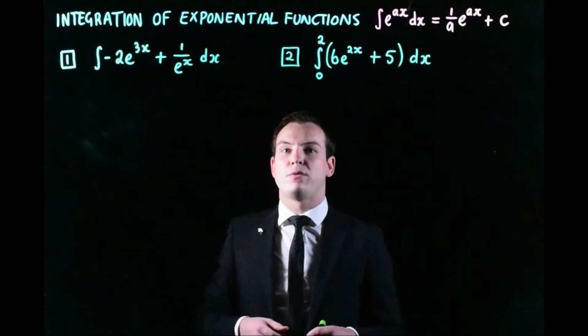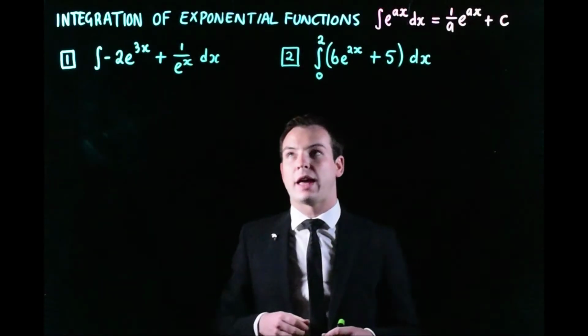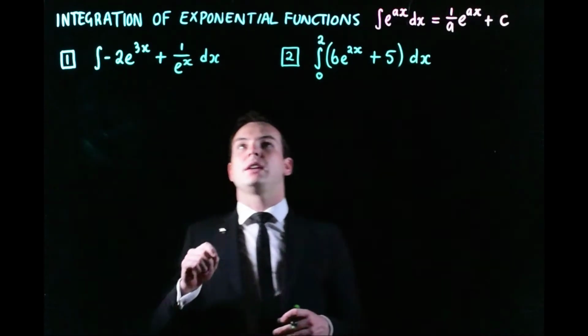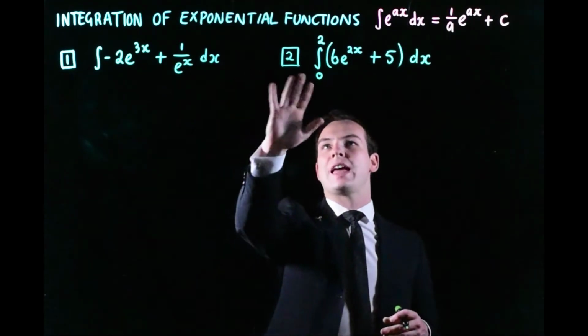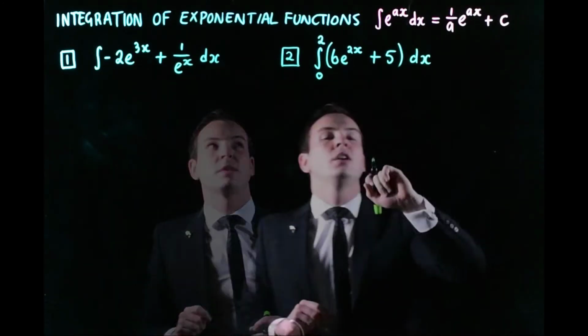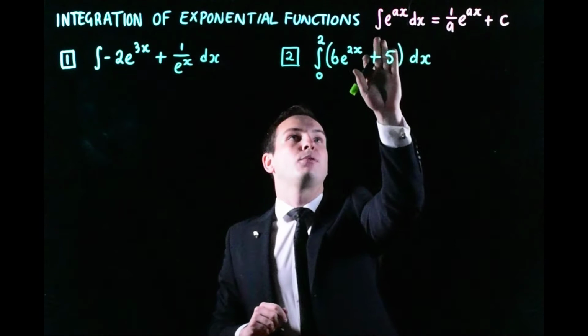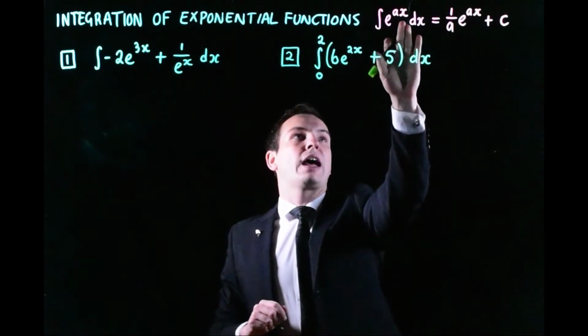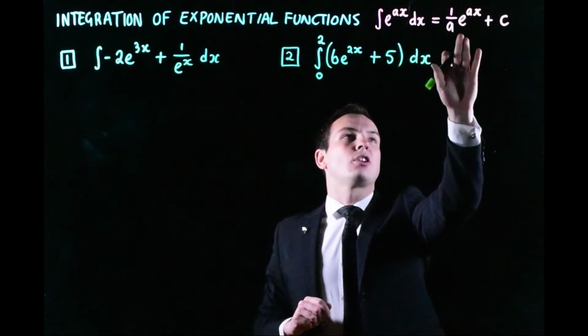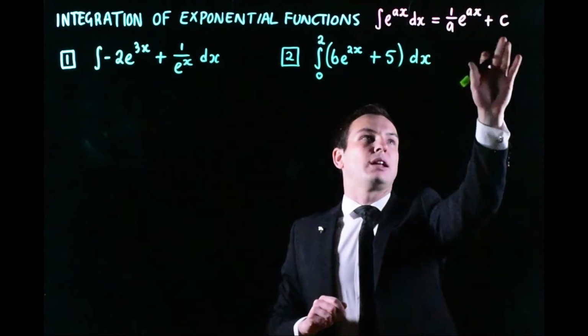Welcome back to part 5 of this series that is looking at integration. In this video, we're going to look in particular at the integration of the exponential function, or the function e to the power of something. So we've got a rule over here where we have the integral of e to the power of ax dx is going to equal 1 divided by a times e to the power of ax plus c.